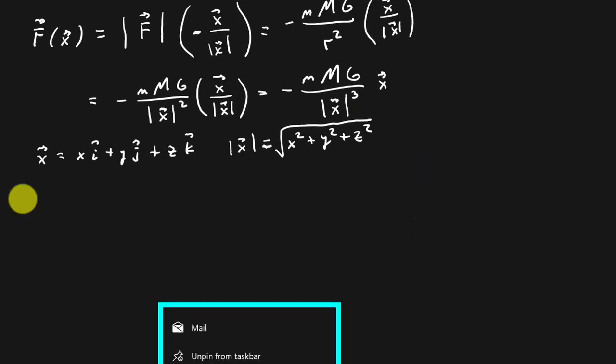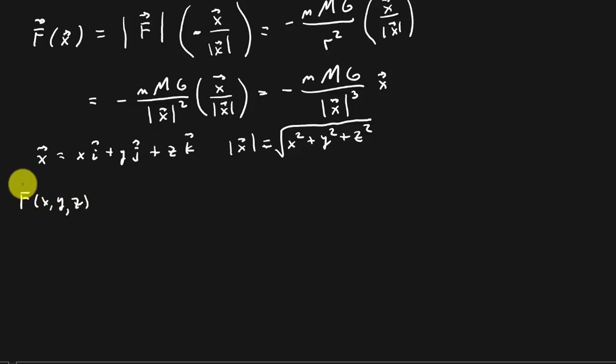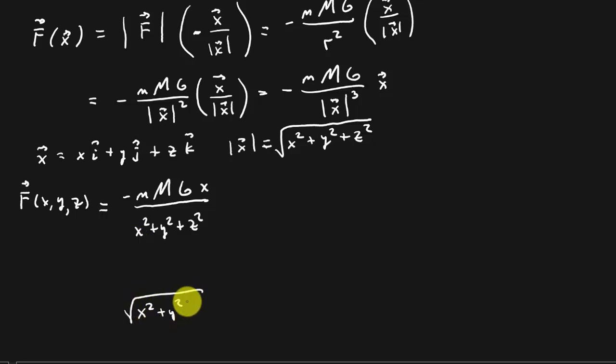And so that would give me F of x, y, z, okay? F of x, y, z is equal to, all right, so let's make these substitutions here. So that's going to be equal to negative little m, big M, g, times x over what? Over x squared plus y squared plus z squared. And then remember, it's the square root of that, right? It's the square root of that because that's what the magnitude of x is. And then it's cubed. So we can write this as to the 3/2 power. And then that's times vector i.